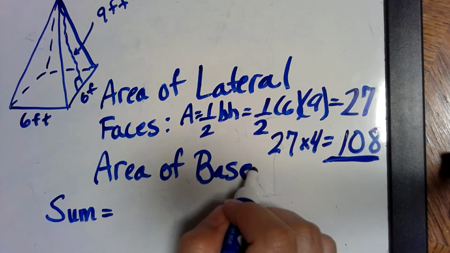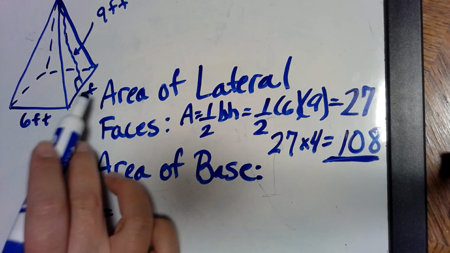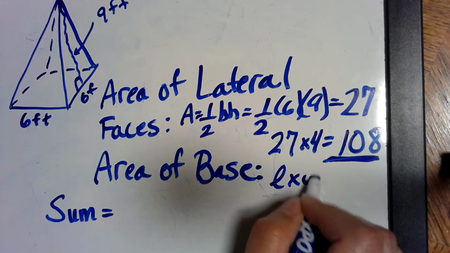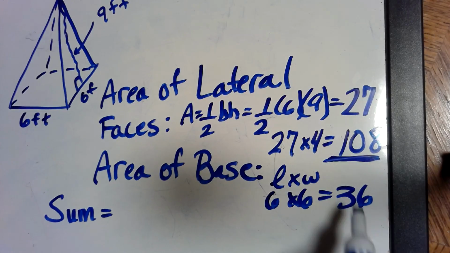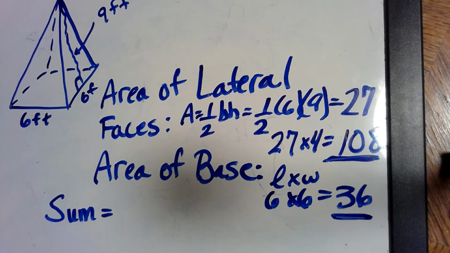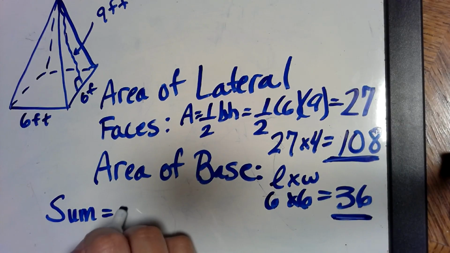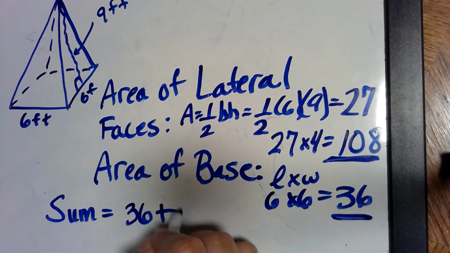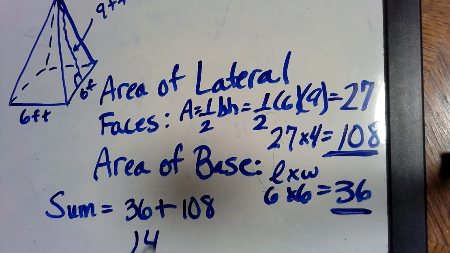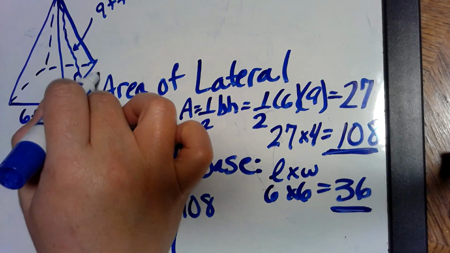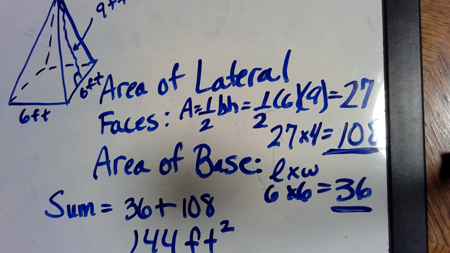All right, now the area of the base ends up being just 6 by 6 because we're going to do length times width. So we have 6 times 6, which is 36. Now, you have to just take the sum of all the faces of your regular pyramid. So we're going to take the area of the base plus the lateral faces, which is 108. And when you add that up, you should get 144. Okay, 144. And it was in feet, so we're going to do feet and then squared because it's area.